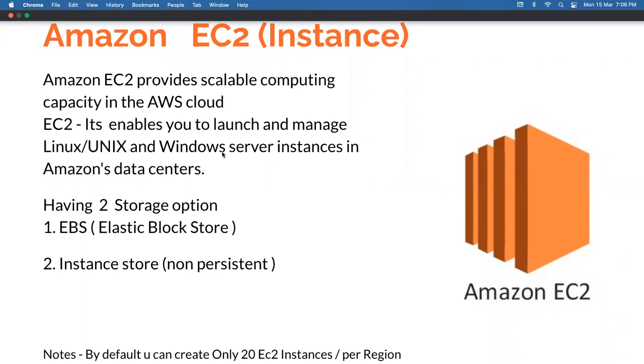It has two storage options. One is EBS. EBS means Elastic Block Storage, and Elastic Block Storage is only accessible by the EC2 machines. The second is instance store, which is a storage option for the instance. If our EC2 machine is shut down, we don't have any data at the time of running the machine.